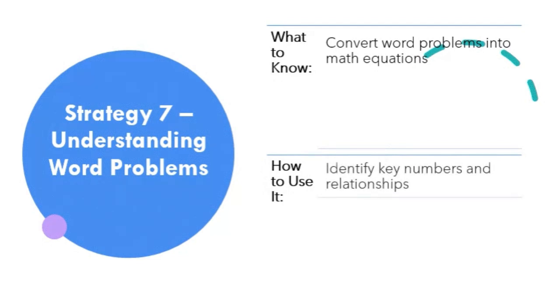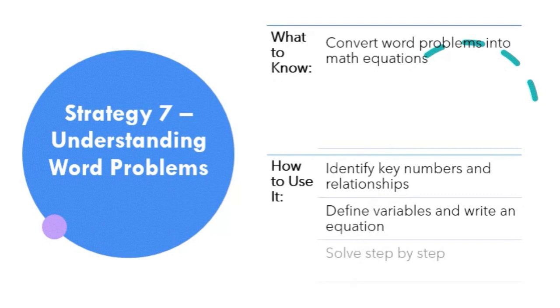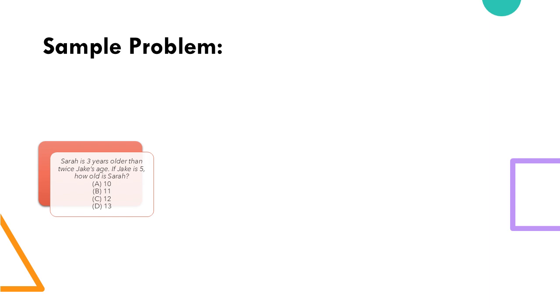2. Next, define variables. Let's say you're solving for someone's age, like Sarah in the coming sample question. You define a variable for Sarah and Jake's ages, then write an equation. 3. Finally, solve step by step. You don't have to rush. Just follow the logic one step at a time. All right, class. Let's focus on understanding word problems and how to translate the words into an equation that we can solve. This strategy is super helpful for making sure you understand the situation before jumping into the math. Example problem. Sarah is 3 years older than twice Jake's age. If Jake is 5, how old is Sarah?